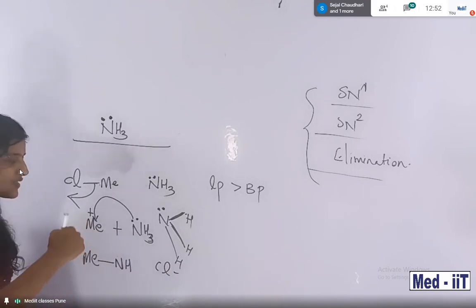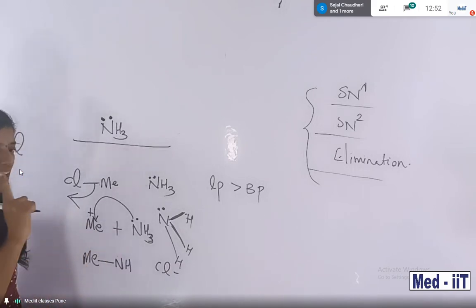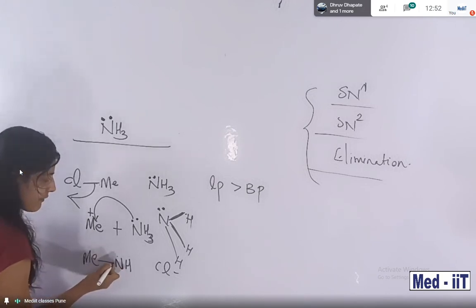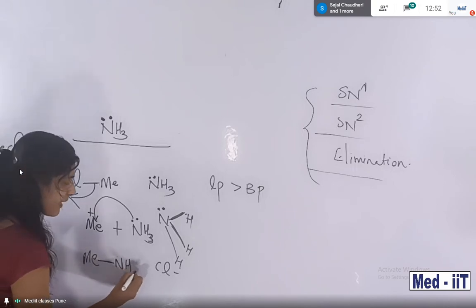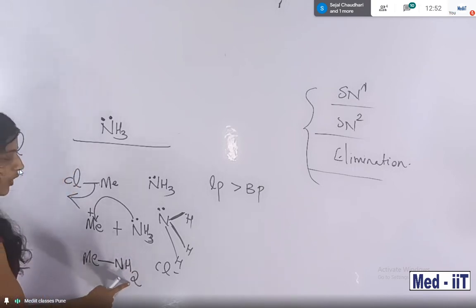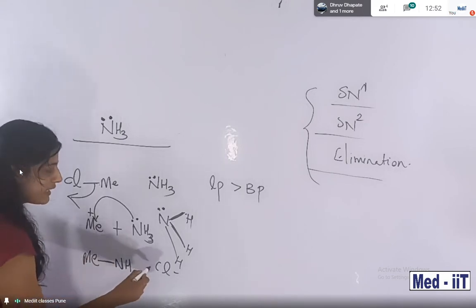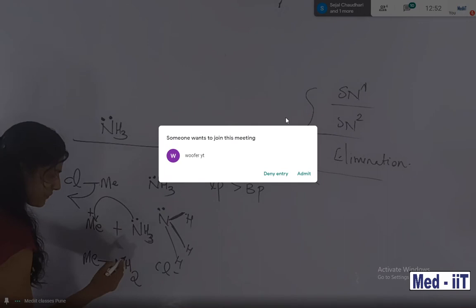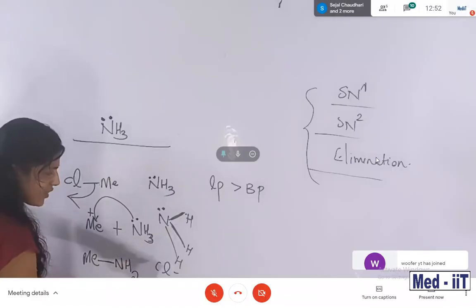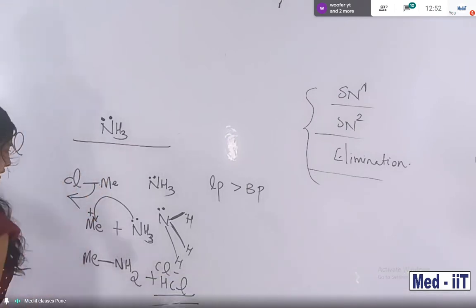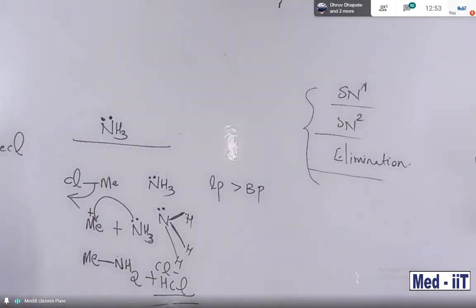Now for getting stability, what will they do? Nitrogen has a valency of 3. So one valency is here, and the remaining are satisfied by two hydrogens. So now its valency becomes okay. But one more hydrogen is there. That hydrogen bonds with the chlorine, so like this, HCl is there. So in result, MENH2 plus HCl. This is the result.